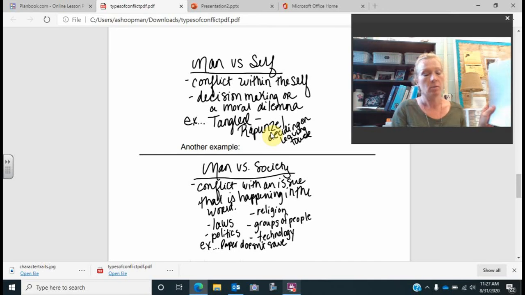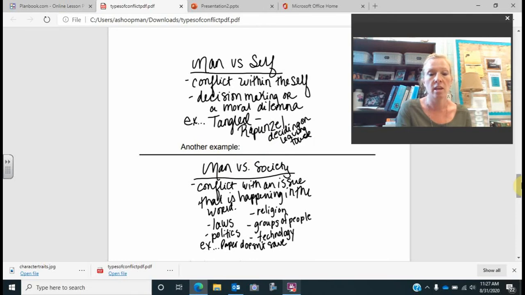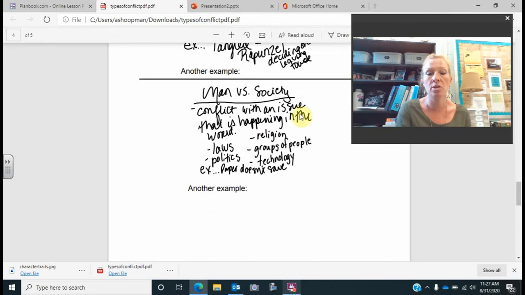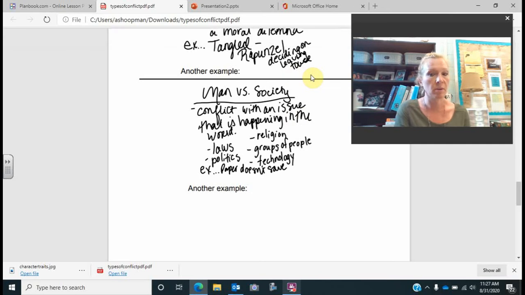Now, when you get done with that one, then you've got your line and you're going to go ahead and put man versus society. All right. And then the definition for that one is a conflict with an issue that is happening in the world. If you have watched the news at all, or you've heard your parents or grandparents talk, you know that we have a lot of issues going on here in the United States right now. And we're not going to talk about sides on that, but the things that fall under that I want you to put bullet points or stars for in your notes are laws, politics, religion, groups of people, and technology.